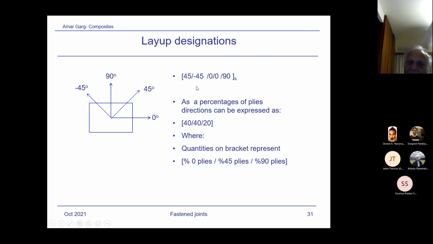So in terms of percentage, this is the usual designation when we are expressing this 40, 40, 20, say. That means 40% 0. That's what I have written here. Percentage 0 degree plies first, then percentage 45 plies, and percentage 90 degree plies. So that means 40% 0 degree, 40% 45, and 20% 90. And this is the usual convention, which you would encounter quite often in my presentations.